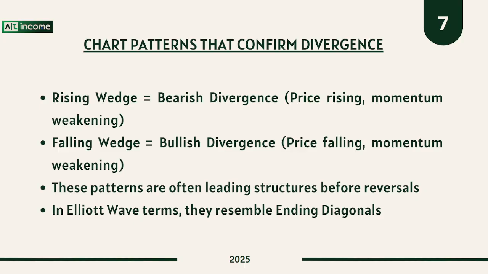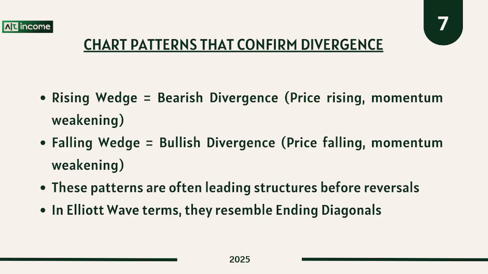Okay, but wedges are divergence in nature, because in a rising wedge, price is rising, and then what? The momentum is getting weak. So that's just it. It is a divergence, it is price against momentum. That's what divergence is all about. Now, falling wedge. Okay, bullish divergence. Now price is falling, momentum is what?